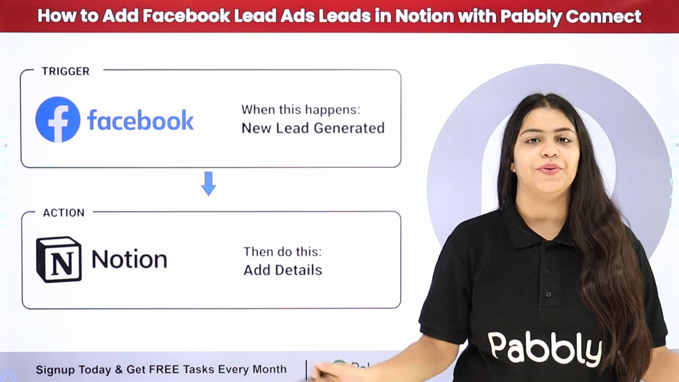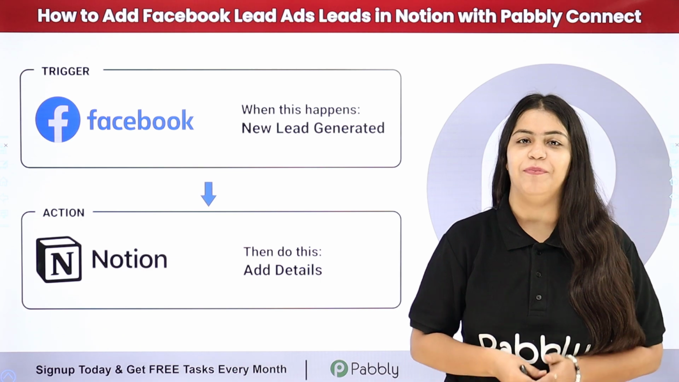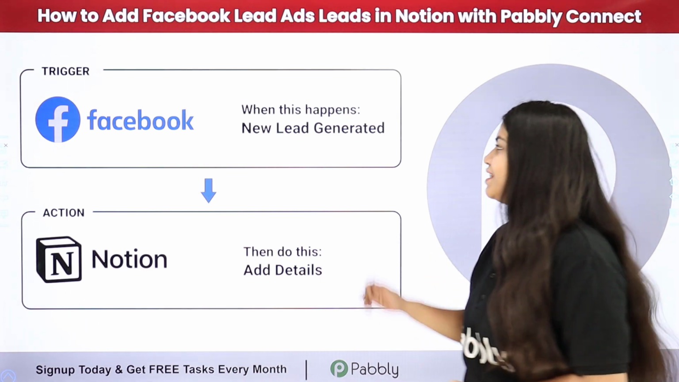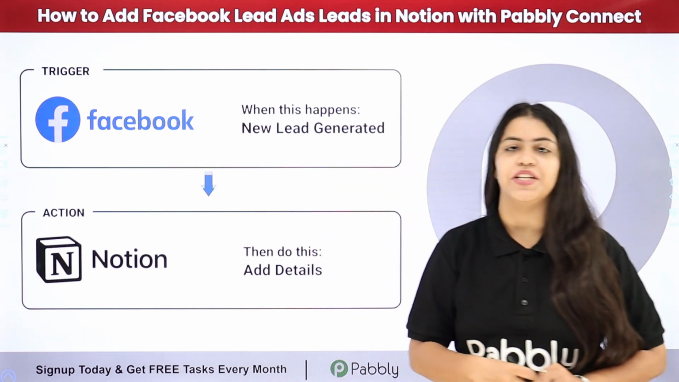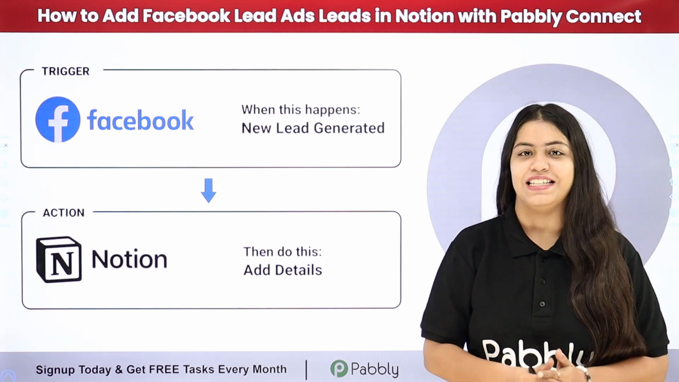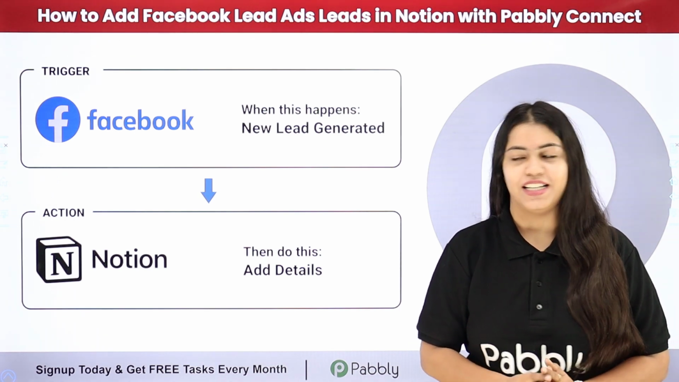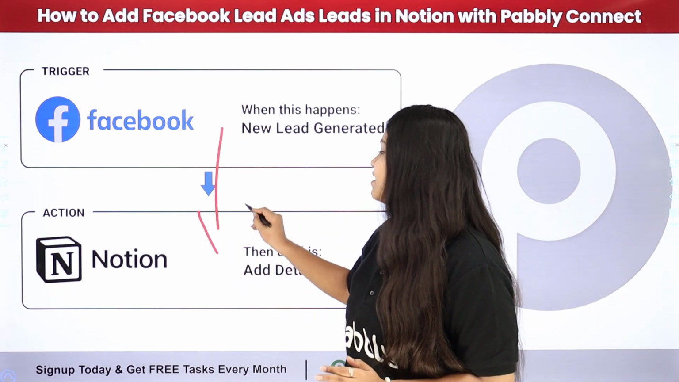So over here I'm running a real estate agency and we use Facebook lead ads to get more leads for our business. So now what I want is that as soon as a new lead is generated through Facebook lead ads, I want to add that same lead details into my Notion database to organize everything better. So to do this, we are going to create a connection between Facebook lead ads and Notion.